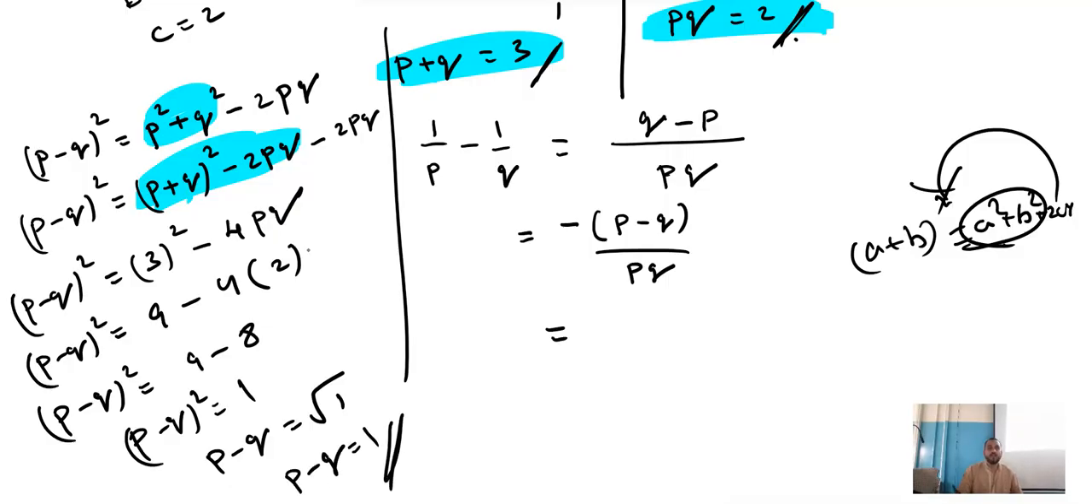Now here we have to substitute. Minus, what is p minus q? 1, divided by what is pq? 2. So the answer is 1 by p minus 1 by q is equal to minus 1 by 2.